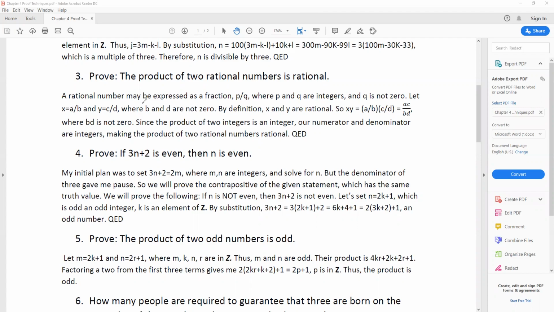And we're trying to prove that the product of two rational numbers is also rational. Let's let our rational numbers be x and y. And since they are rational, they can be expressed as fractions. So let's let x equal a over b and y equal c over d. Of course, b and d cannot be 0.